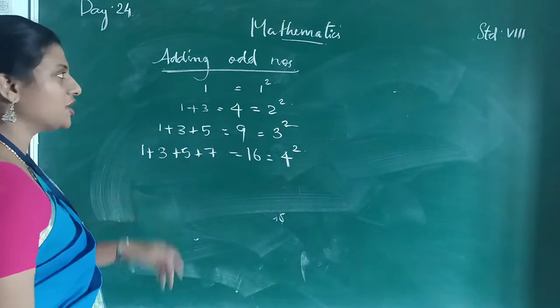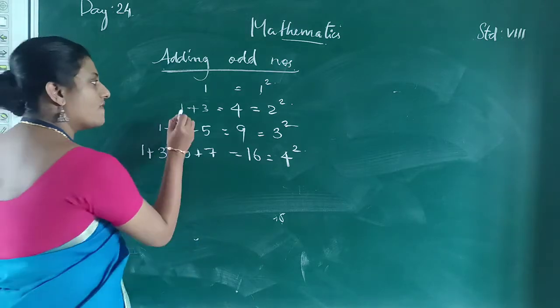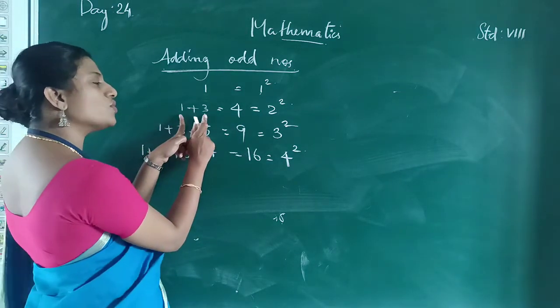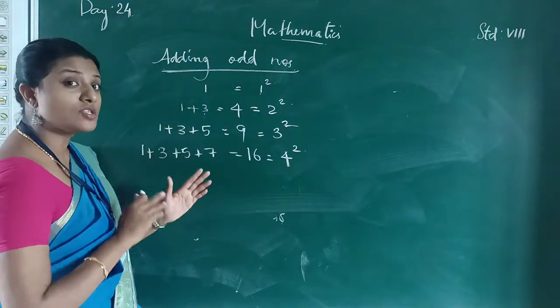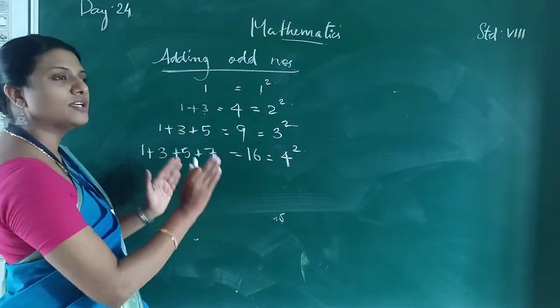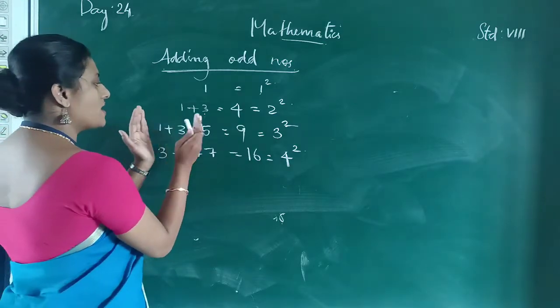Now, do you get any pattern? 1 odd number means 1 square. 1 and 3 means 2 square. It means if we take 2 odd numbers and take the sum, you get 2 square. Consecutive odd numbers, you cannot write them by your own choice; you must start from 1. Consecutive odd numbers. Next, 1 plus 3 plus 5.